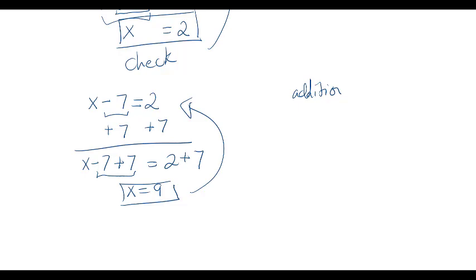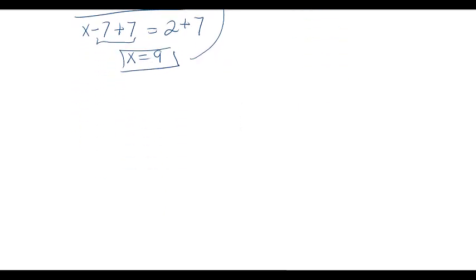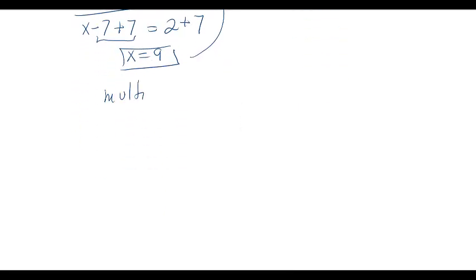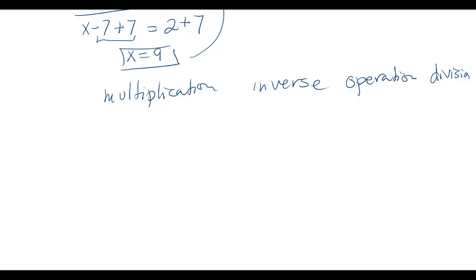What about multiplication and division? We know that multiplication is the inverse operation to division. So let's look at an example with those operations. Let's look first at 2 times x equals 14.